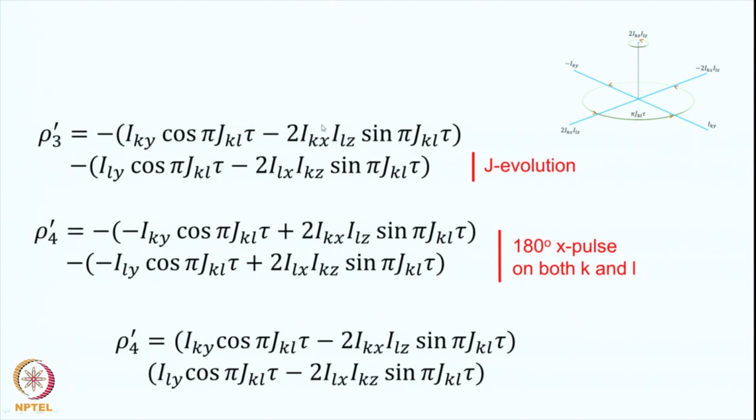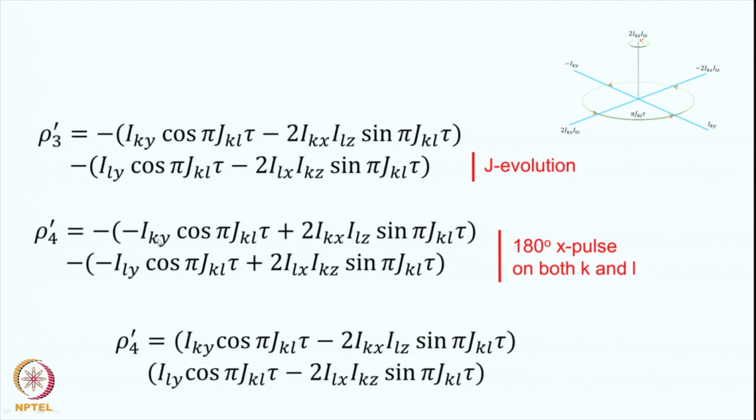And you have the minus sign. This is for the K spin, and this is for the L spin: minus ILY cosine pi jkl tau minus 2 ILX IKZ sin pi jkl tau. This is under the influence of the coupling jkl, J evolution. So now I apply a 180x pulse on both K and L. So this sign remains the same.